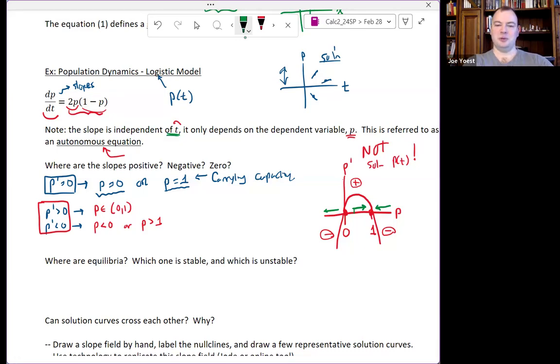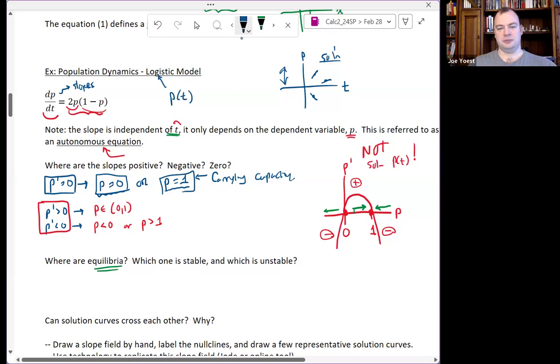This picture is going to be super helpful in answering the next question. What are our equilibrium solutions? What are the solutions, p of t, where it's just a constant and then stays at that constant forever? My equilibria are at 0 and 1.